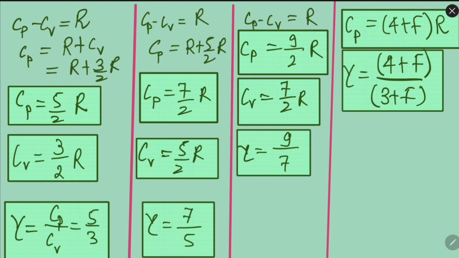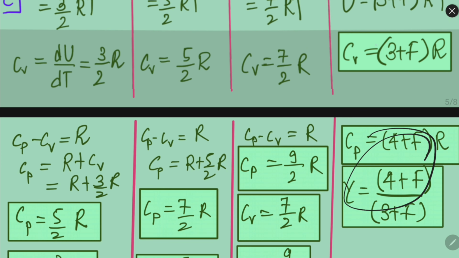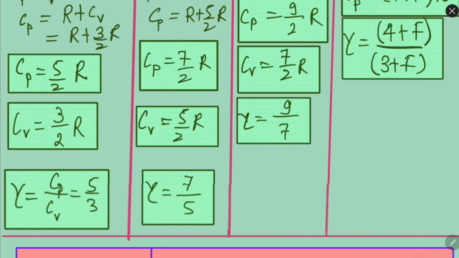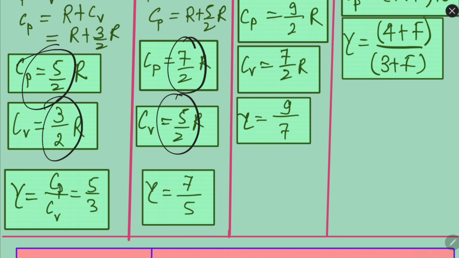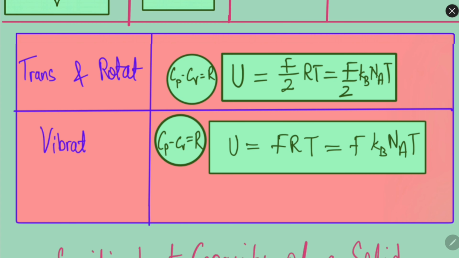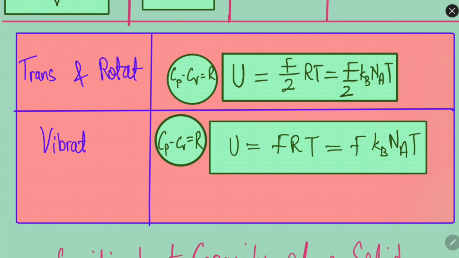For non-rigid diatomic, Cp, Cv and gamma. And for polyatomic, Cp and Cv this, and their ratio is this. For different degrees of freedom we will have different values of Cp and Cv, but notice Cp is more than Cv in all the cases, as expected. In translational and rotational, Cp minus Cv is equal to R and U is equal to F by 2 RT or F by 2 kBT. And in vibrational, as I told you, it will be F RT or F kBT. So half kBT for translational and rotational, and kBT for vibrational.